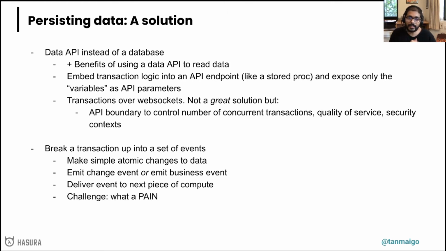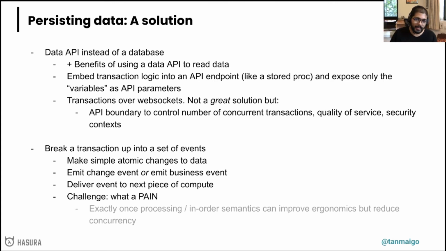The challenge here is, I mean, this is not really a solution. It's a pain, right? Because you're losing transaction semantics. You have to emulate transactions. You're not necessarily getting that all-or-nothing style semantics, right? You're not necessarily getting the same mental model for concurrent execution that you were getting with transactions.